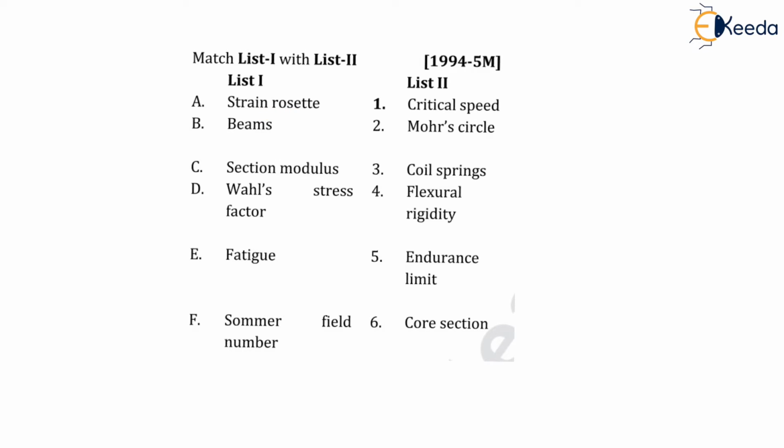Here the purpose of strain rosette is to measure strain, and we have Mohr's circle for stress as well as strain. We can draw Mohr's circle for stresses as well as for strains. Therefore for A we can say 2, right? Therefore for A the Mohr's circle. Then beams, second is beams. Now my dear students, for beam there is a core section, right? Therefore for B we can say option 6, right?